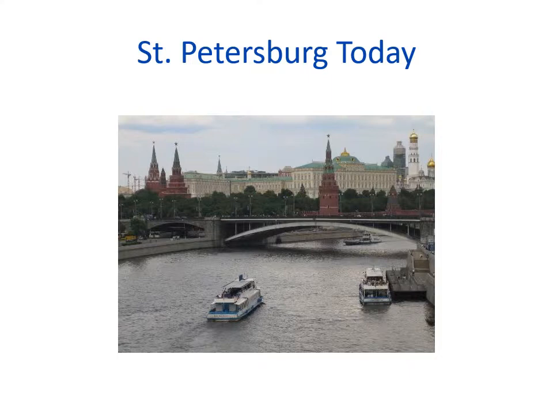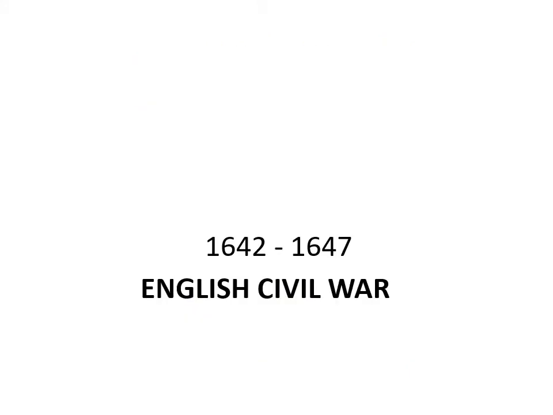What's happening with England? In England, there's going to be a clash between the Crown and Parliament, and the most profound challenge to the authority of monarchs is going to take place in England. What happens is that Queen Elizabeth I dies. Well, she never married.